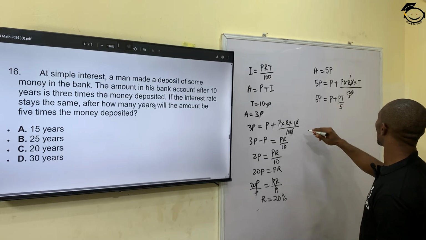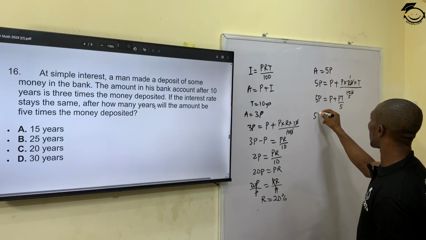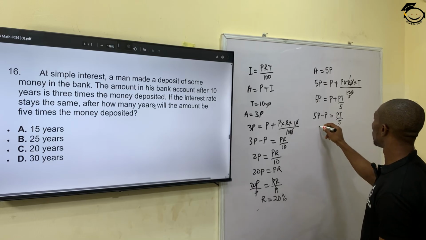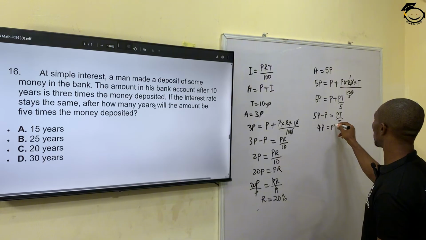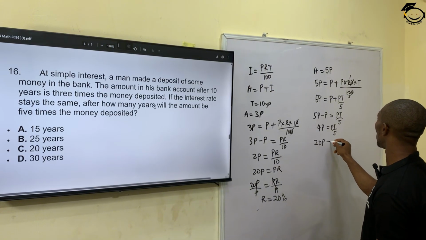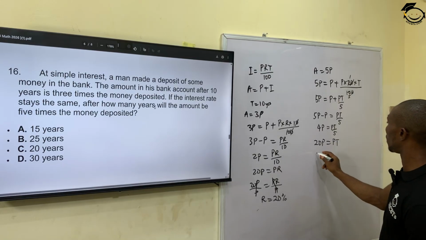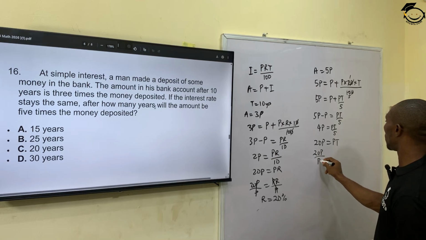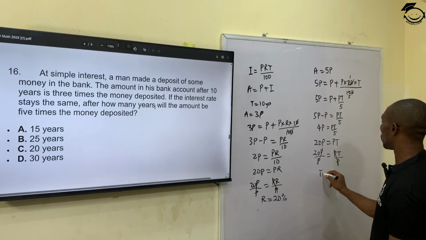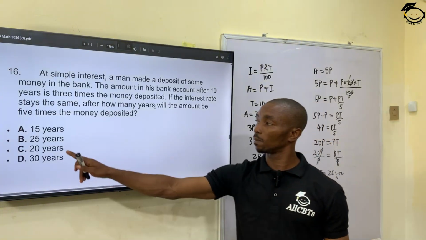Okay, so this will give us p going over would give us 5p minus p equals pt over 5. So this will be 4p equals pt over 5. Cross multiplying would have 20p equals pt. Okay, now dividing both sides by p, this will give us 20p over p equals pt over p. So our time will be 20 years, which is option C.